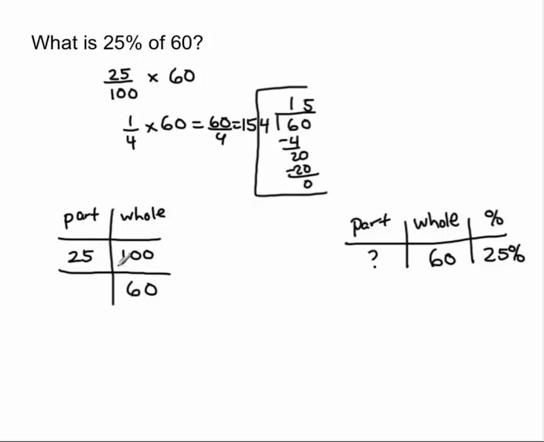And the question is, because I'm trying to find out what is the part, trying to find out this number right here, I have to go in this direction. I have to move from whole to part. What do I have to multiply 100 by to get to 25? Well, I could either do one of two things. I could multiply it by 25 hundredths.